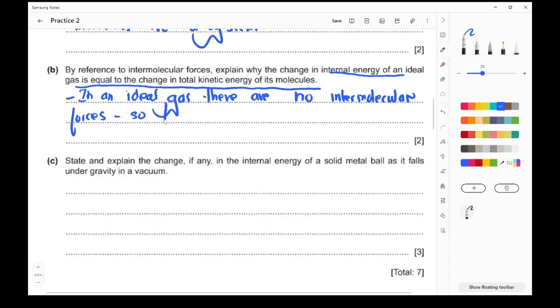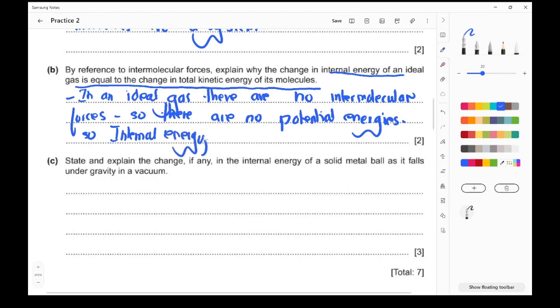So there are no potential energies. So internal energy is entirely dependent on kinetic energies. Okay, that does it. Anyways, let's just move on to the next part.